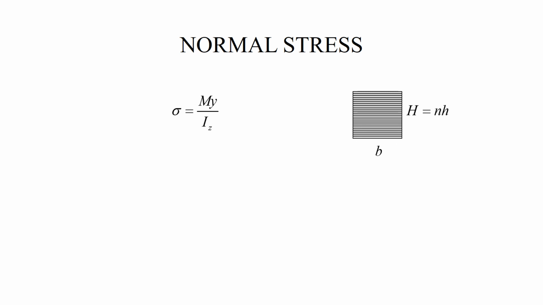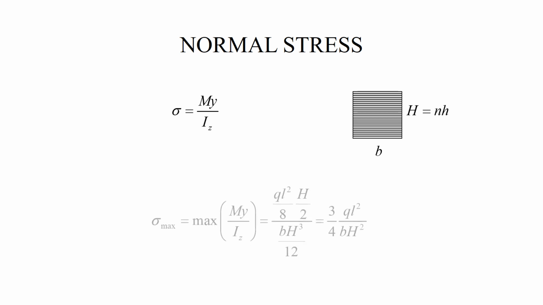Let me begin with the normal stress calculations. We have the standard formula and we have the cross section. And here I would like to introduce capital H, the height of the entire cross section, and of course capital H is equal to the number of layers times the thickness of one layer.